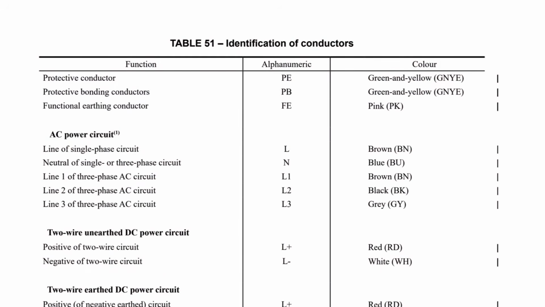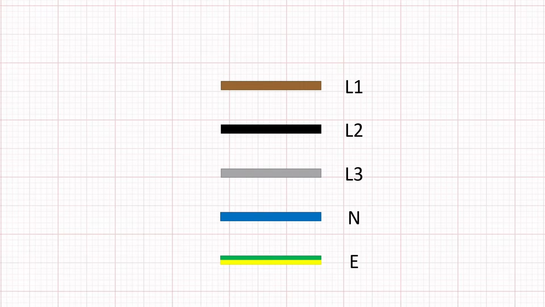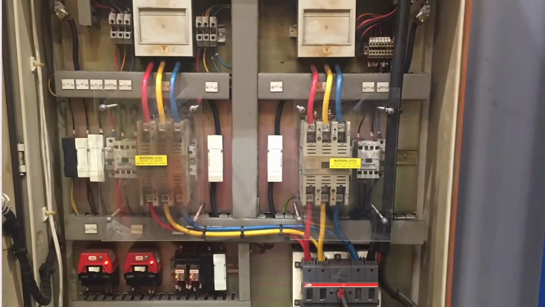Under the subheading AC power circuit, we find that for line 1 of a three-phase AC circuit, the identifying colour is brown. For line 2, we have black, and for line 3, grey is the identifying colour. If a neutral is required for a three-phase system, then blue is used, the same as it would be in a single-phase circuit.